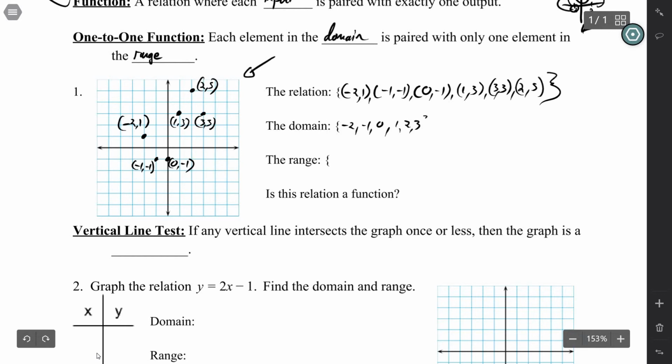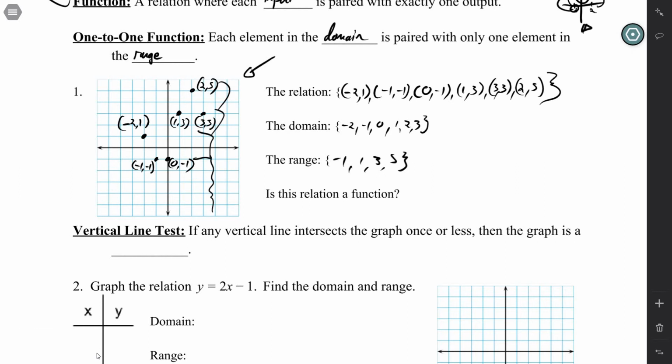Terrible at drawing these little things. There we go. A little bit better. Now, what about the range? What are different outputs that we can get? There's really only 4. If we just go up as we're going, there's a negative 1, there's a 1, there's a 3, and there's a 5. And that's our range: negative 1, 1, 3, and 5. Of course, separate them with commas.